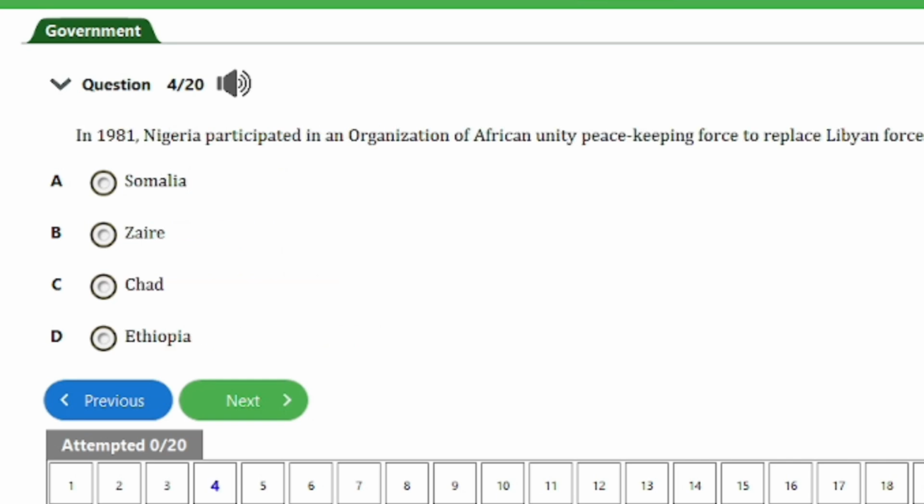So we have here question number 4. It says, in 1981, Nigeria participated in an Organization of Africa Unity peacekeeping force to replace Libyan forces in A. Somalia, B. Zaire, C. Chad, D. Ethiopia. So guys, the answer to this question is option C, that's Chad. So let's head on to the next one, guys.